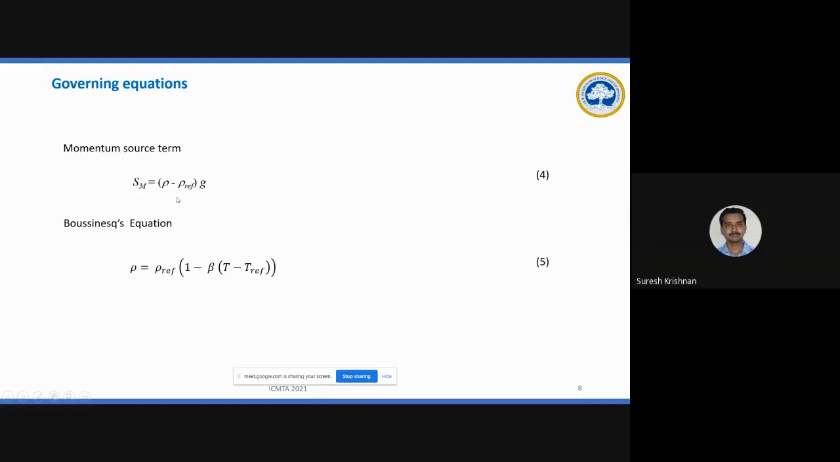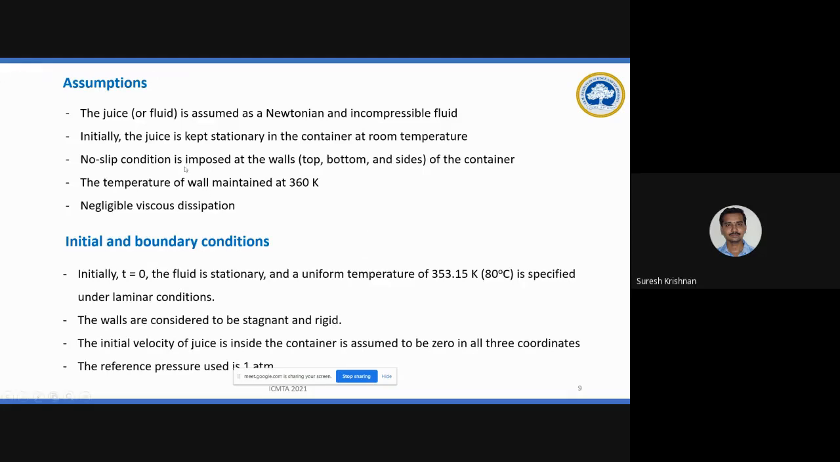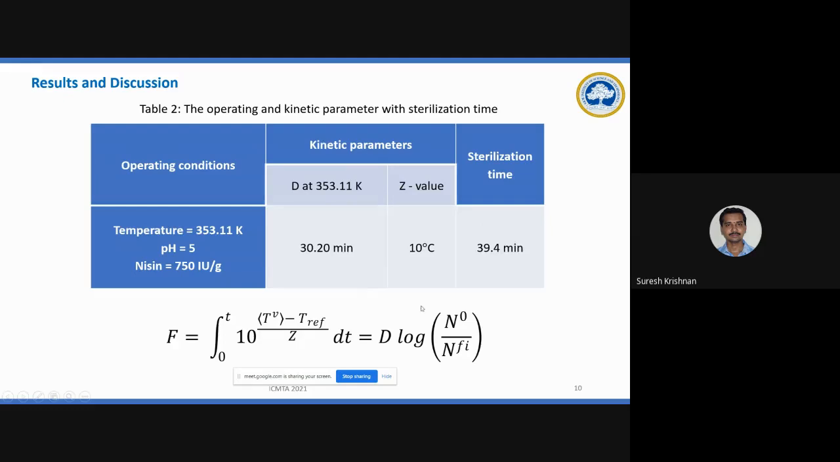Then the momentum equation is also given here. Due to density difference, the fluid will be transported from one point to another point based on its density difference. So these are the assumptions I took, and these are the initial conditions. And here, this is the crucial point. Our objective is to reduce the time required to reduce the initial microorganism concentration by 10 log fold, right? If you see here, these kinetic parameters are obtained from the experiments.